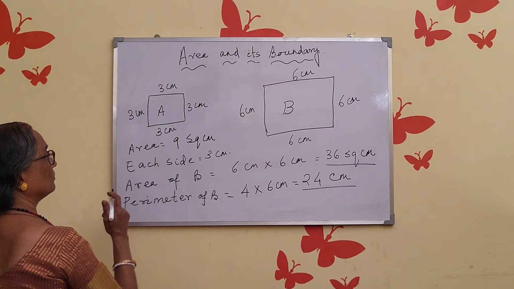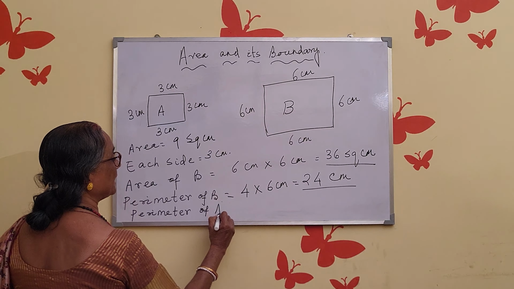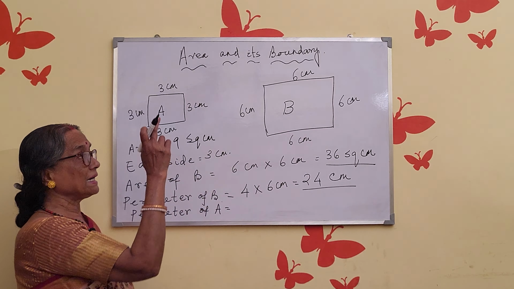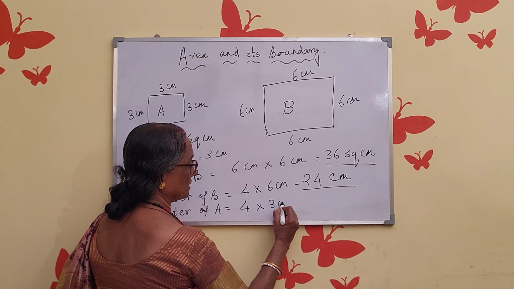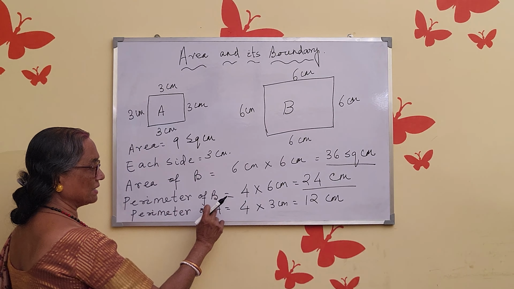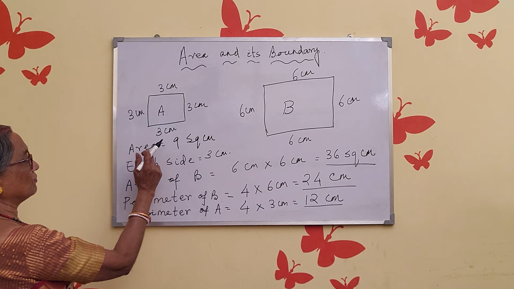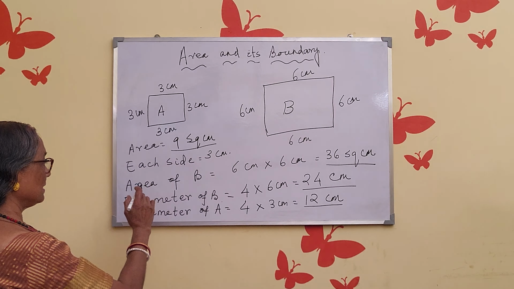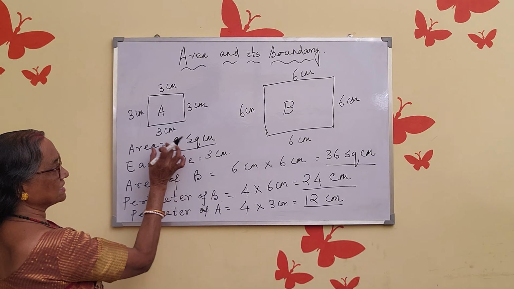Similarly, what is the perimeter of A? Perimeter of a square is 4 into each side, and each side is 3 centimeter. Therefore, 4 into 3 centimeter. 4 3s are 12 centimeter. Okay. Now see, for perimeter of A, we have to use the unit centimeter. But we know that area of A is 9 square centimeter. Now find out the relation. Area of B is 36 square centimeter and area of A is 9 square centimeter.